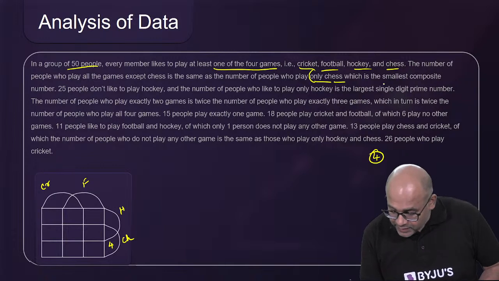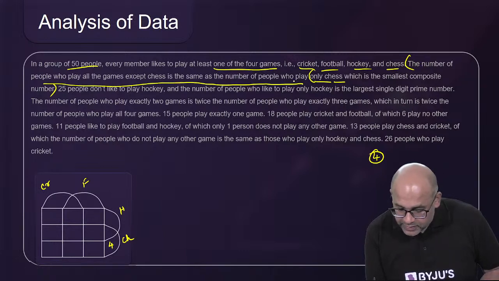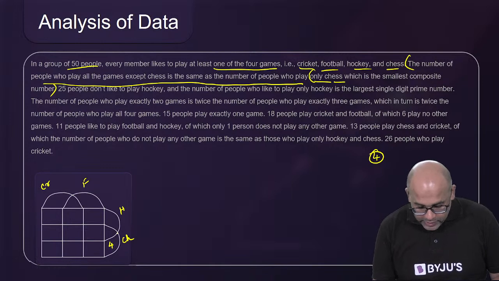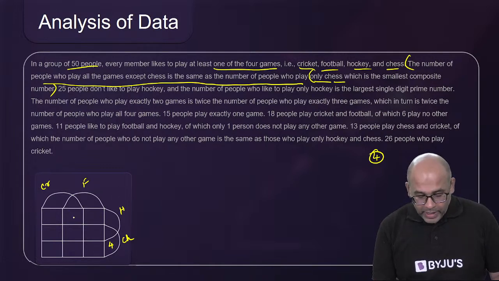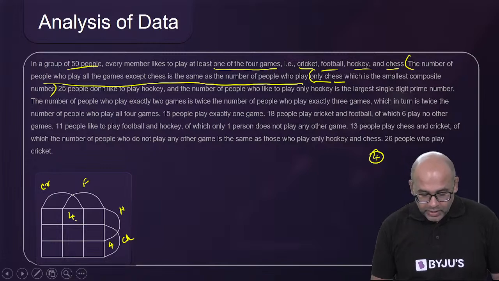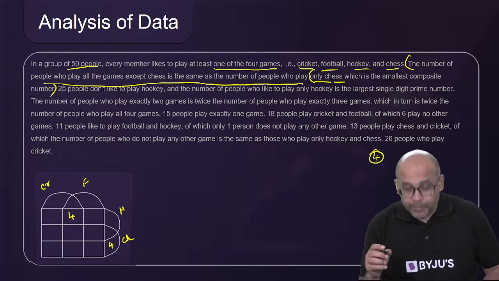Now, what else is equal to 4? The number of people who play all the games except chess. So, no chess, but other 3. Which are the other 3? Cricket, football and hockey. This should also be 4. Clear? Okay. So, again, make a note in Venn diagrams.